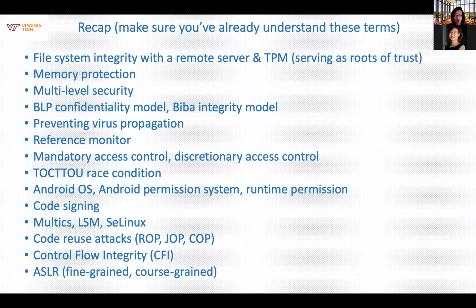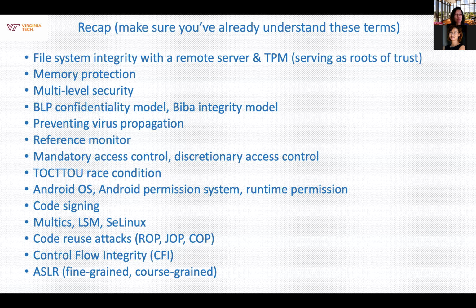Last time we talked about file system integrity with a stronger threat model, where you can have adversaries tamper with the OS, the hash computation, and the storage. In that case, how can you be secure and ensure your file's integrity? And then we talked about the TPM and the remote server, the BLP model, the Biba model, virus propagation, and a little bit of a traditional OS security concept, race condition.